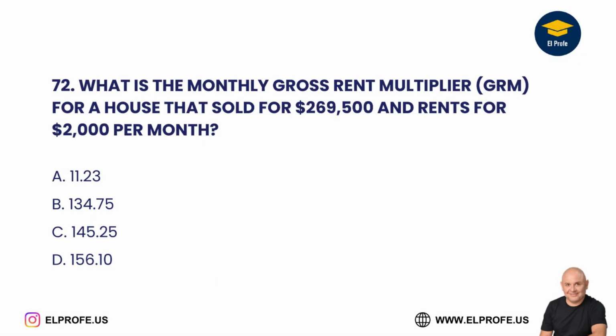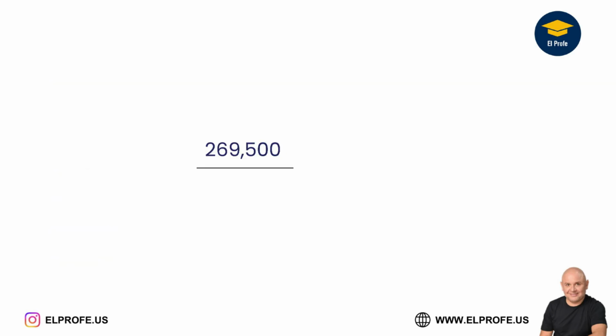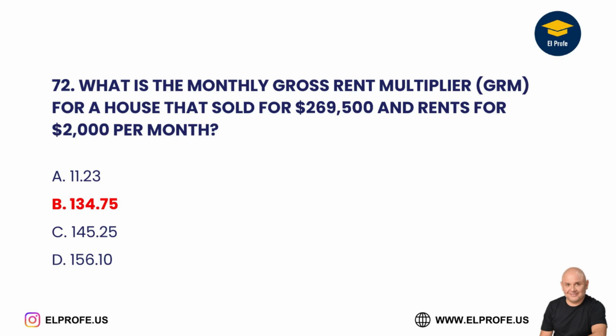72. What is the monthly gross rent multiplier, GRM, for a house that sold for $269,500 and rents for $2,000 per month? You divide the price by the monthly rent. It's a formula, price divided by monthly rent, and that gives you the gross rent multiplier. The answer is B, 134.75. This is a very simple math question because it's just a division.